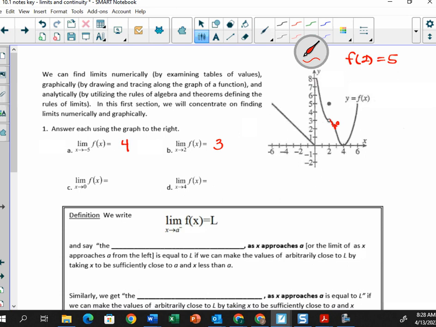Okay, what did you tell me for C? The limit does not exist. Okay, it's your Mean Girls moment here.